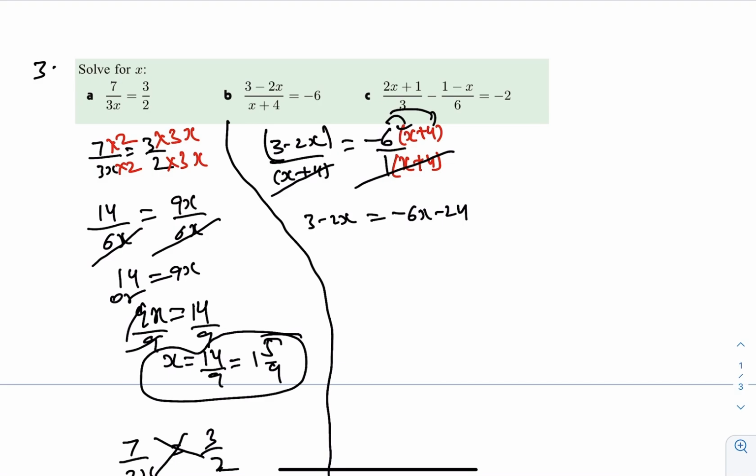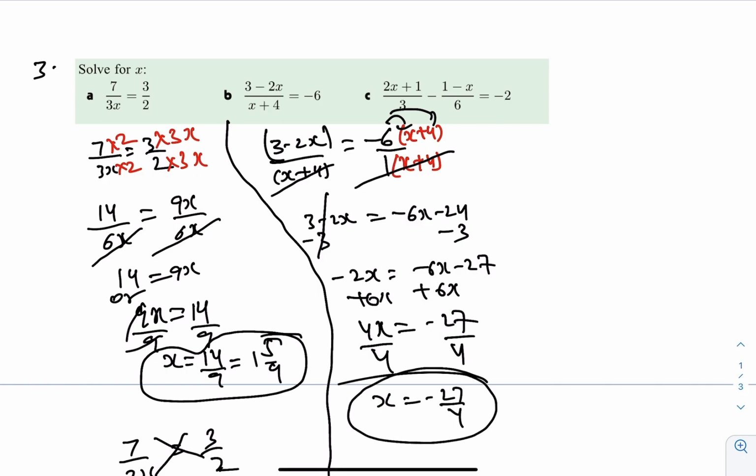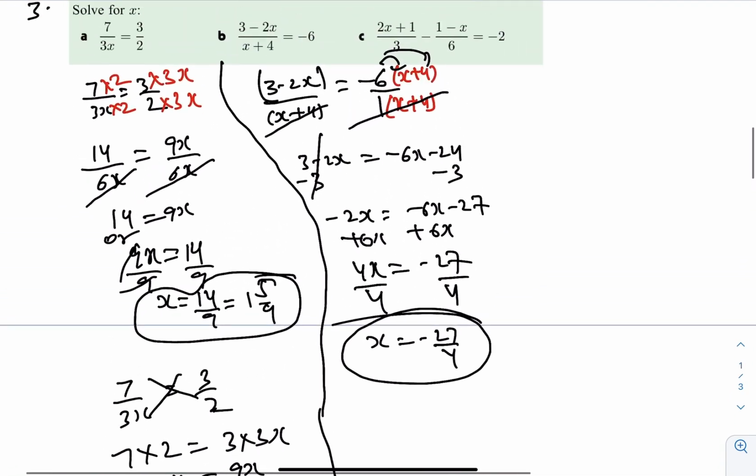Now same drill, x on the left hand side, number on the right hand side, so negative 3, cancel out. And now this is plus 6x, so 4x is equal to negative 27, divide by 4, x is equal to negative 27 by 4. You can also do this question using cross multiplication, so I'm going to show that.